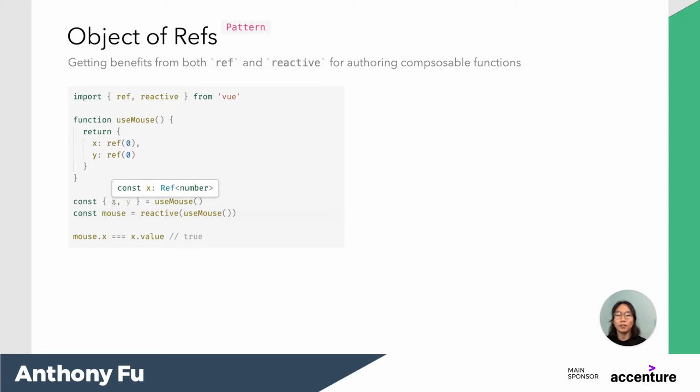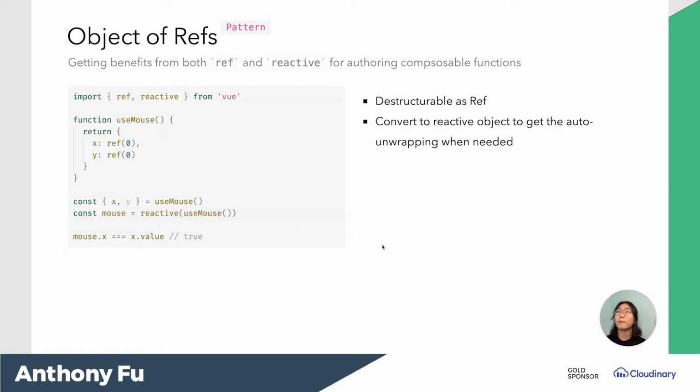On the other hand, it's also flexible enough when the user wants to use it as a single object. Simply wrap it with the reactive function. The refs will get unwrapped as properties automatically. That said, users can get the benefits of both ref and reactive as needed.